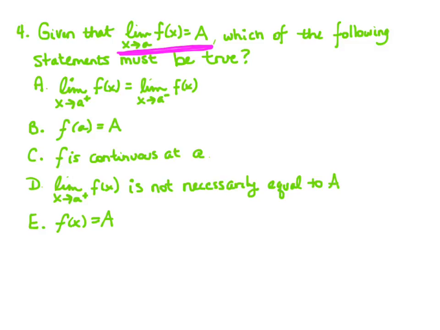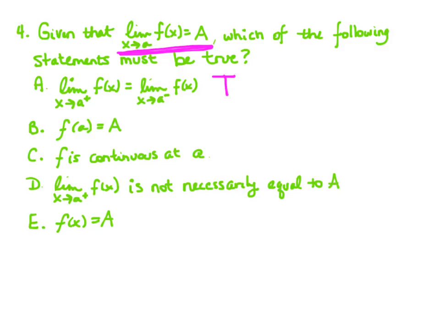Answer A says that the limit of f of x as x approaches a from the right is equal to the limit of f of x as x approaches a from the left. Now, if you remember how we defined a limit in class, we said that if a limit exists, then the limit from the left and the limit from the right must be equal to each other. And so this is a true statement. Technically, if we were confident in our answer, we could stop here. But let's look at the other answers anyway.